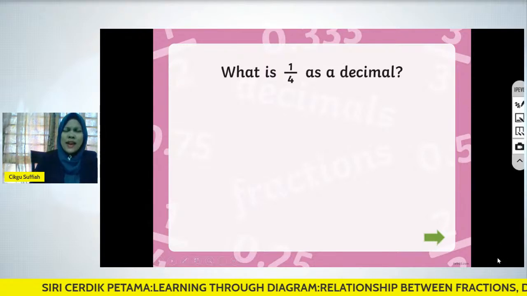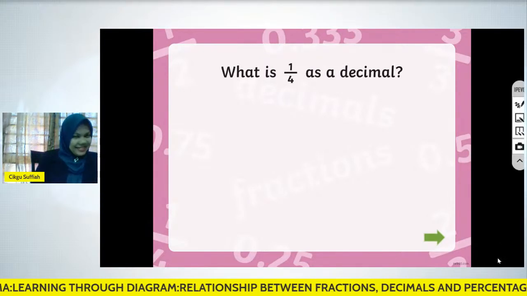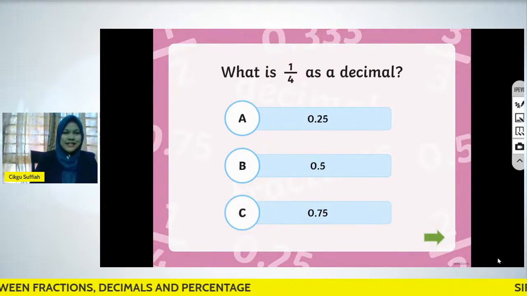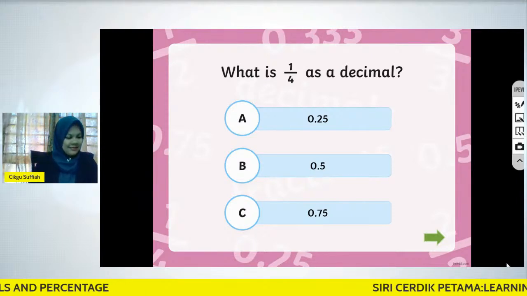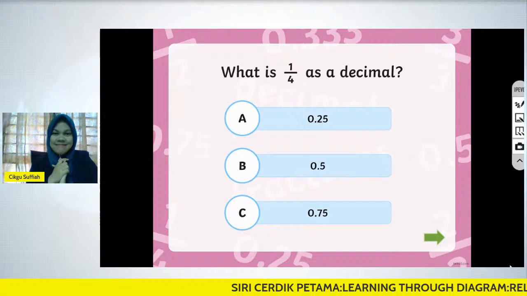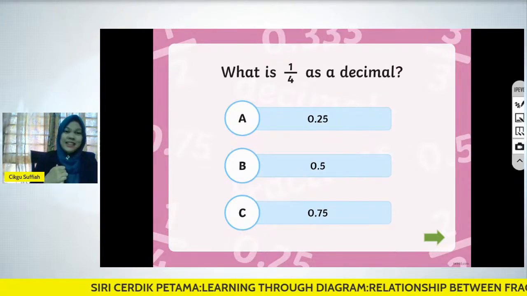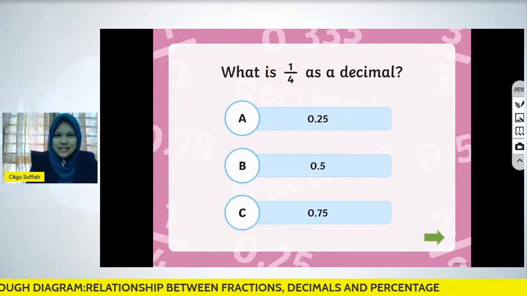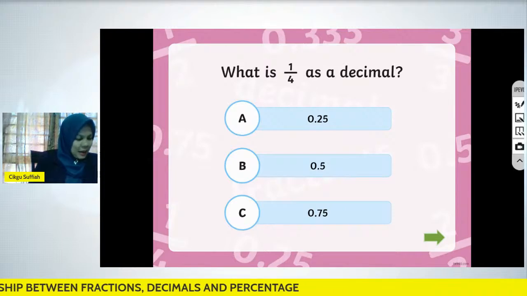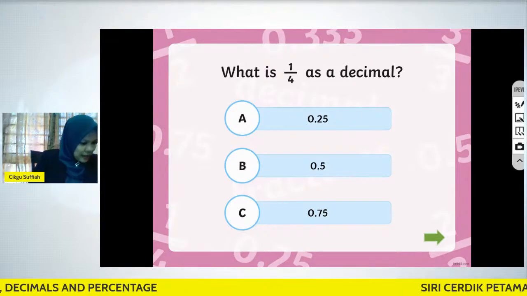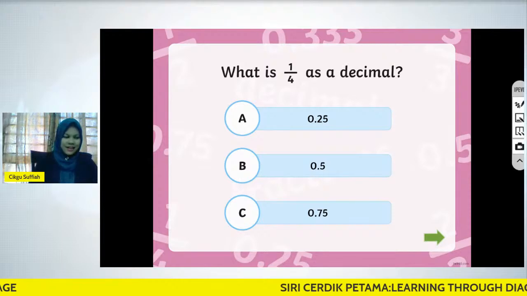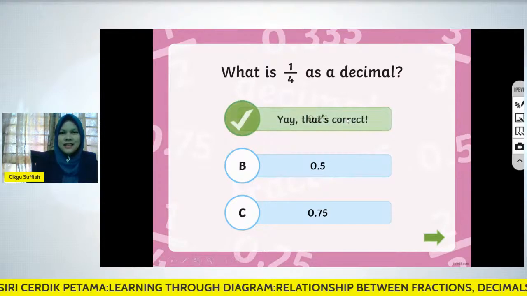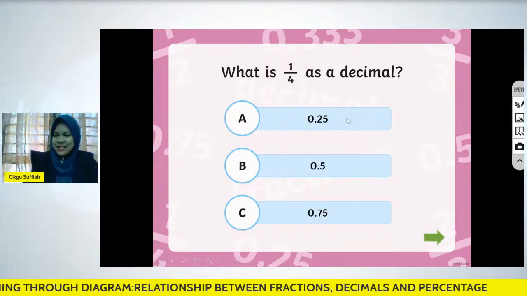How about, what is 1 over 4 as a decimal? A, 0.25, B, 0.5, C, 0.75. Which one? 0.25, 0.5, 0.75. A, B, or C? A. Wow, so many A. Are you sure, 0.25? Let's check. A. Yeah, correct. Well done. Next.